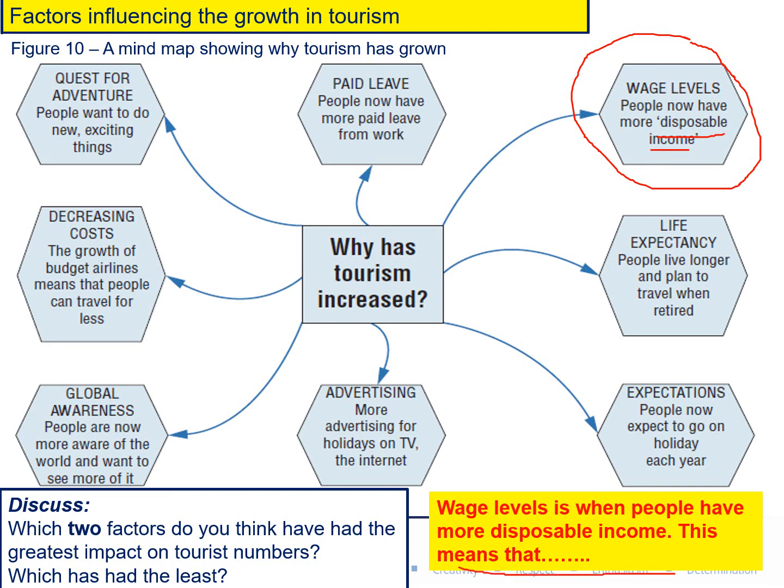So wage levels is when people have more disposable income. This means that... So that's how I want you to set out your answers. I want you to explain the point, which are in the bubbles here. So tell me what the point is and then explain it. So here, what does disposable income mean? And I've just explained it. So you can choose any of these to decide which has the greatest impact on tourism, and then think about which one has had the least, and I want you to write them like this here. Pause the video for about 10 minutes.